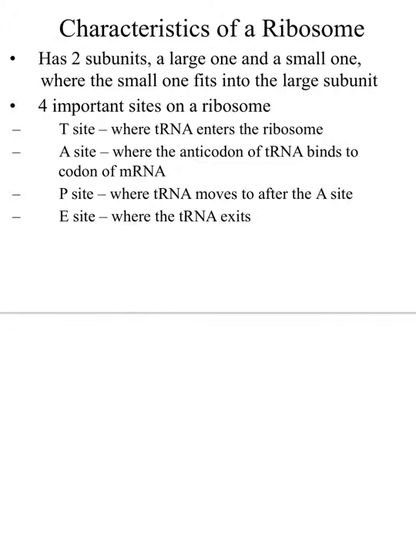There are 4 parts or sites on a ribosome. You have TAPE, T-A-P-E. The T site is where the tRNA is going to enter. The A site is where the anticodon is going to bind to the codon of mRNA. I'll show you a picture of this in a minute. The P site is where the tRNA is going to move to after the A site, and then the E site is where the tRNA will exit.